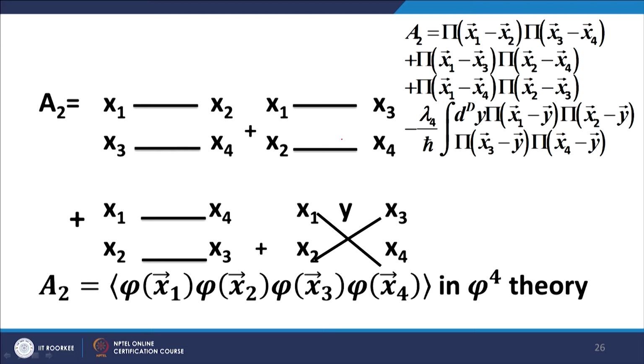First diagram, second diagram, third diagram, and the fourth diagram. The main diagram in the diagrams 1, 2 and 3 simply evaluate to products of the propagators. For example, the first diagram evaluates to the product of the propagators between x1 and x2 and the propagator between x3 and x4. Similarly, the second diagram evaluates to the product of the propagators between x1 and x3 and the propagator between x2 and x4.